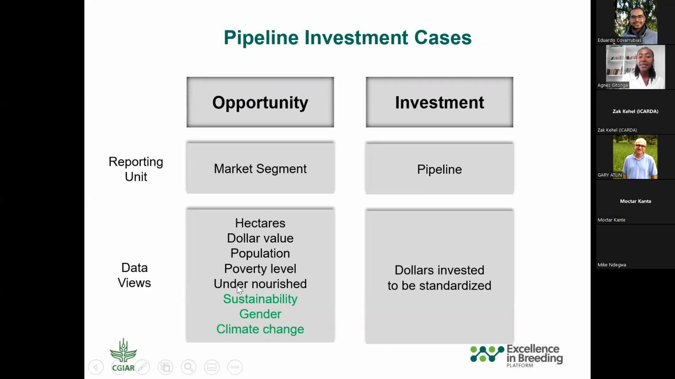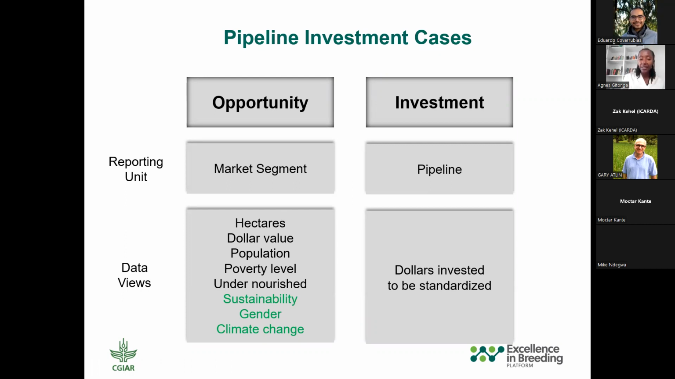So the ones that are in black, that is acreage, dollar value, population, poverty level, and undernourished, that we've been able to achieve as far as the current data is concerned because of the descriptors that we talked about previously that are defining the opportunity. However, as far as sustainability and also gender, these are areas we are currently looking at to be able to enrich the data that we already have.